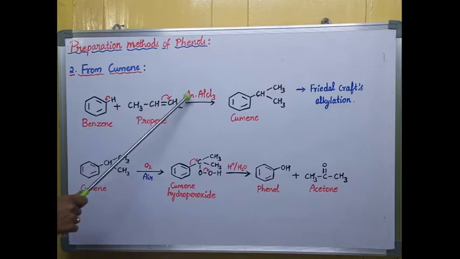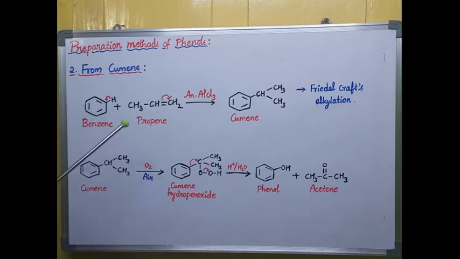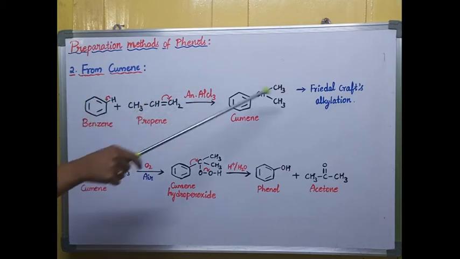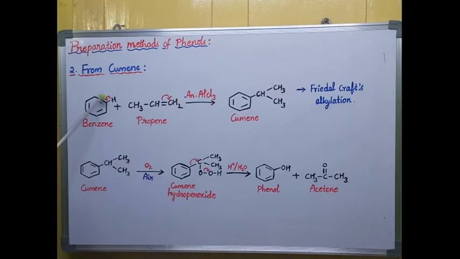This reaction takes place in the presence of anhydrous AlCl3. Anhydrous indicates dry. Dry aluminum chloride acts as a catalyst here. So what will happen? This is actually an electrophilic substitution reaction. Through this reaction, the electrophile attacks the benzene. We know that the benzene ring has 6 carbons, and the 6 carbons have 6 hydrogens.